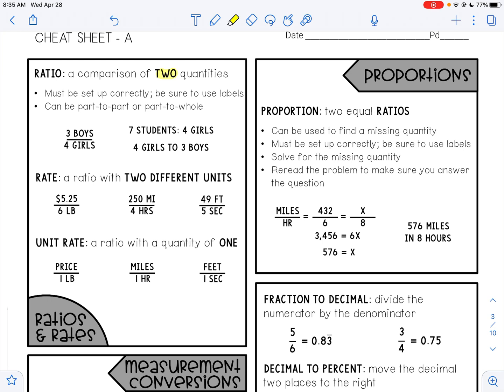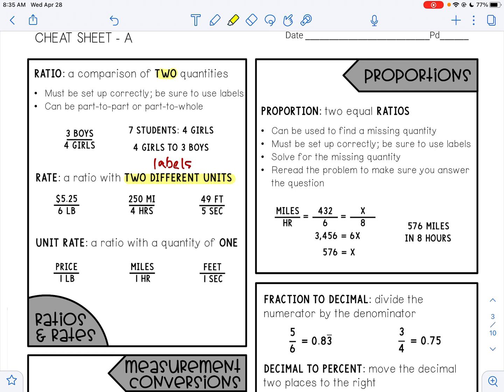Okay, so that's a ratio. A rate is a ratio with two different units. So labels, you can write that above it, labels. So a rate is a ratio with two different labels. For example, on this first one, we have money to pounds. Then we have miles to hours. Then we have feet to seconds.